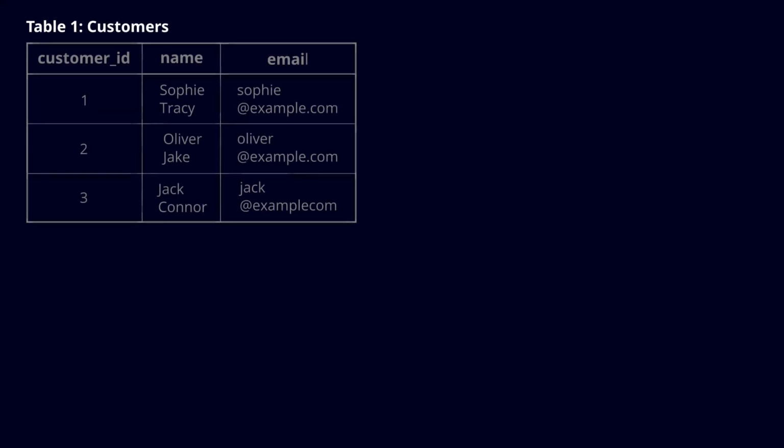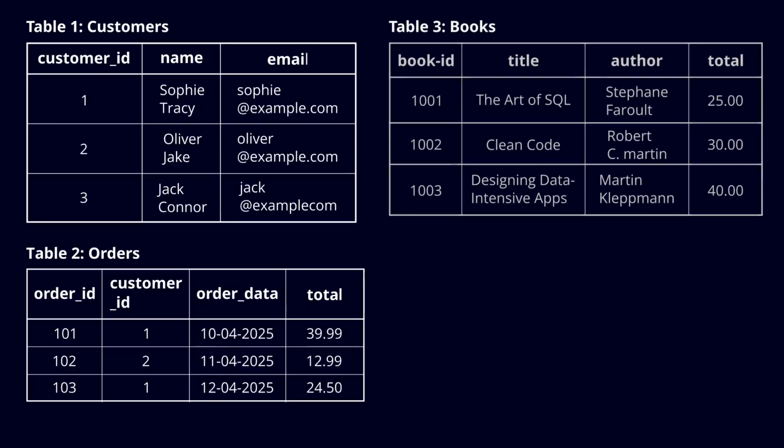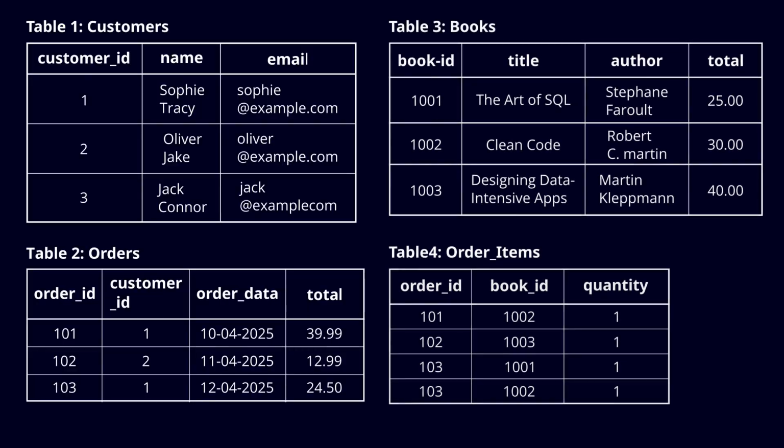Let's bring everything together using a real-world example, our small online bookstore. These 4 tables represent the key pieces of the system: customers who place orders, orders that record each transaction, books that are being sold, and order items, which lists which books are included in each order. In the next slides, we'll explore how SQL interacts with this data.